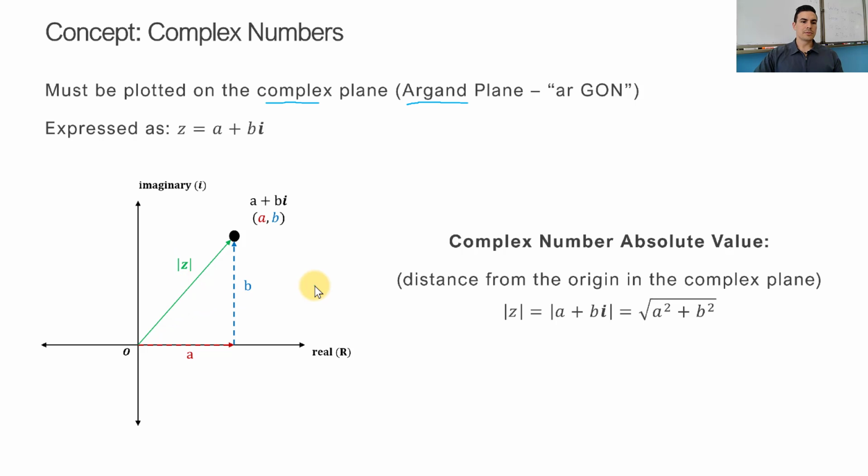So in order to find the absolute value of z here, this distance, we would take the absolute value of a plus bi, which is just going to be using our Pythagorean theorem, right? We have the square root of a squared plus b squared, because we can see here that we are dealing with a right triangle. So that is going to be the absolute value of a complex number, which is going to come in handy when we look at our polar coordinates in polar form.